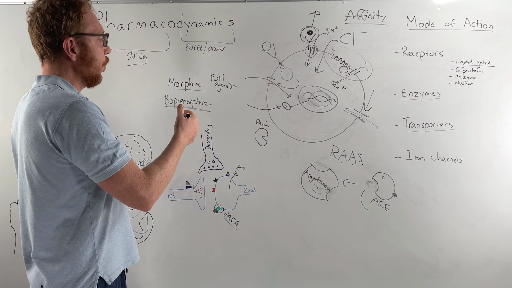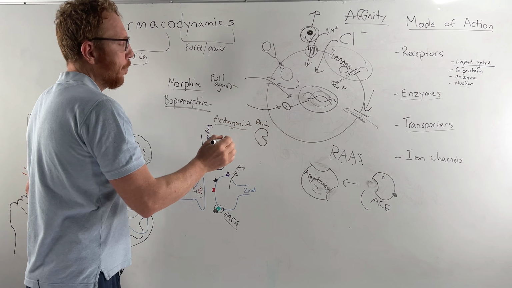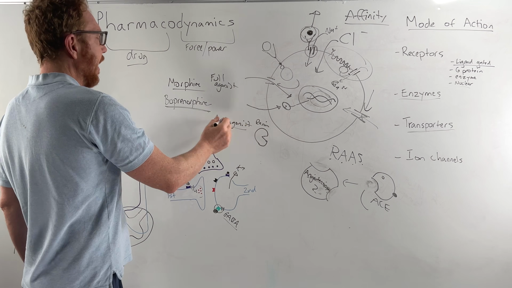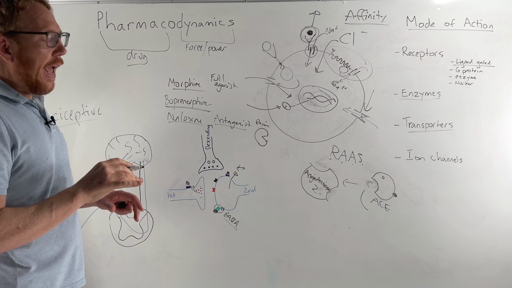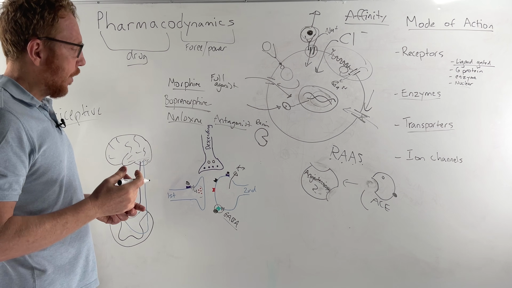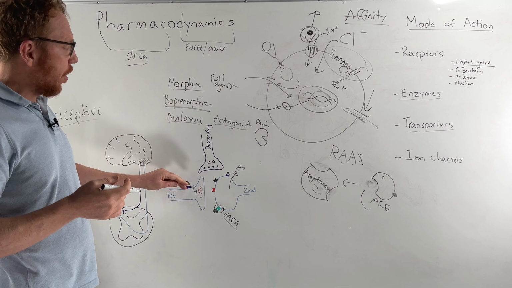Now, we can do a full antagonist with opioids as an example, and an example of an antagonist is naloxone. Naloxone is an opioid antagonist. We can sometimes use that when a person has had an overdose with an opioid, and it blocks the receptor.